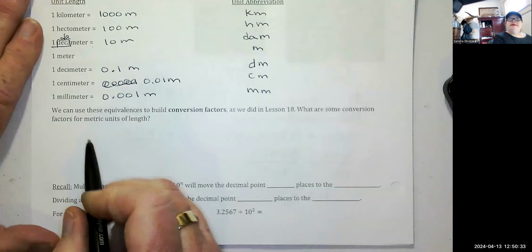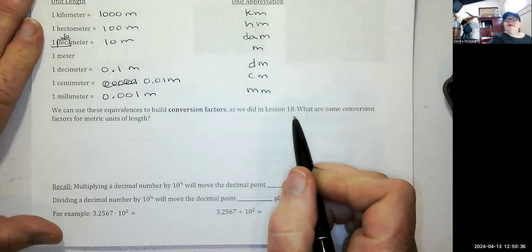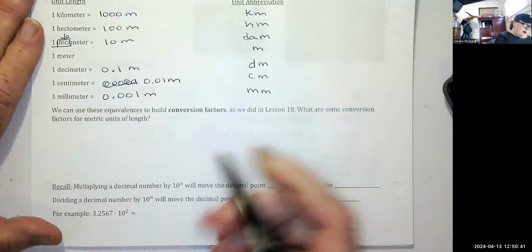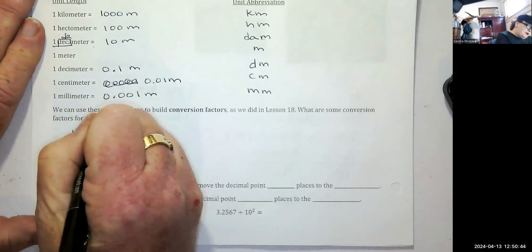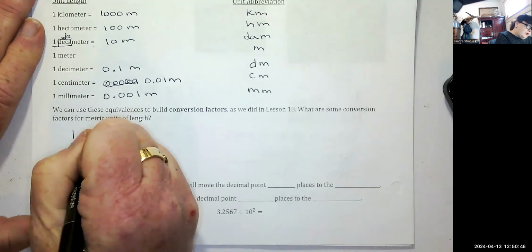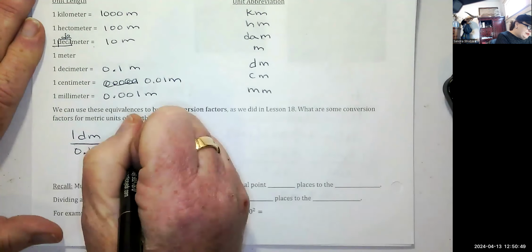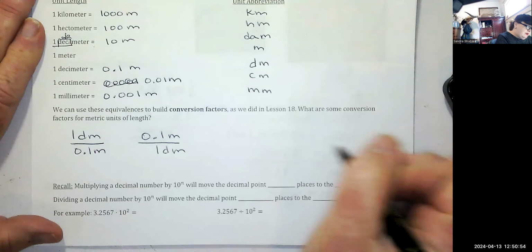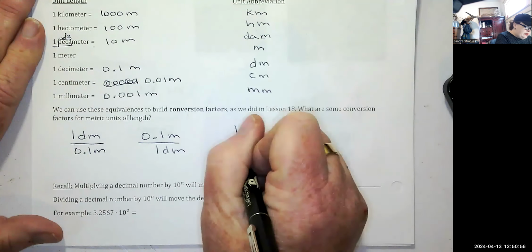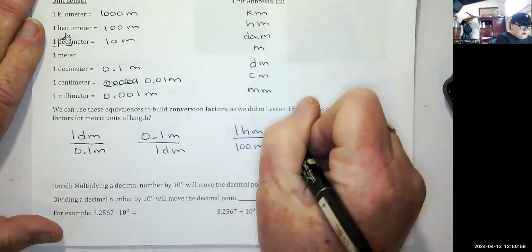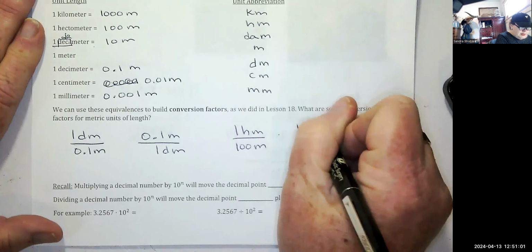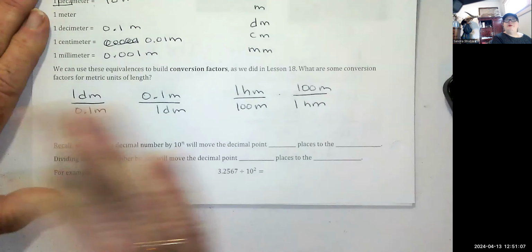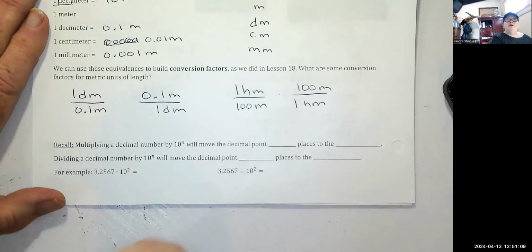We can use these equivalencies to build conversion factors, as we did in lesson 18. What are some conversion factors for metric units of length? We've already covered a lot right there. We could say that 1 decimeter is equivalent to 0.1 meters. We could say that 0.1 meter is equivalent to 1 decimeter. 1 hectometer is equivalent to 100 meters, or 100 meters is equivalent to 1 hectometer. We can go either way with that. It doesn't matter. They still are equivalent.